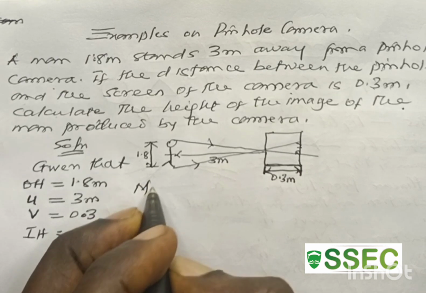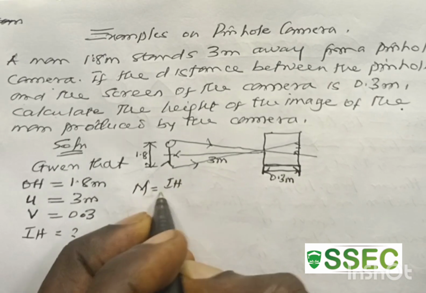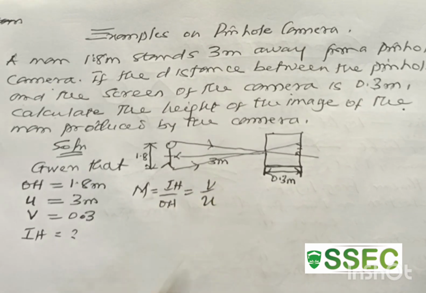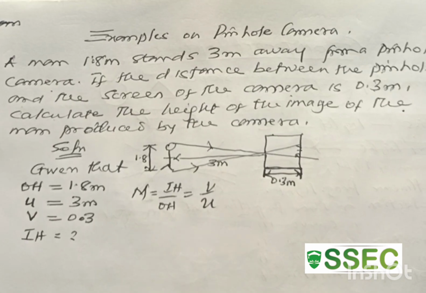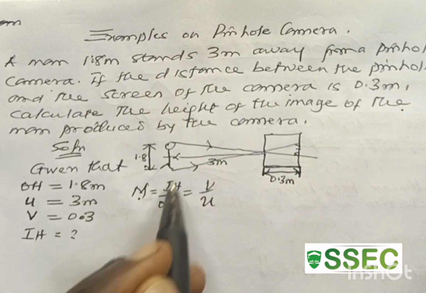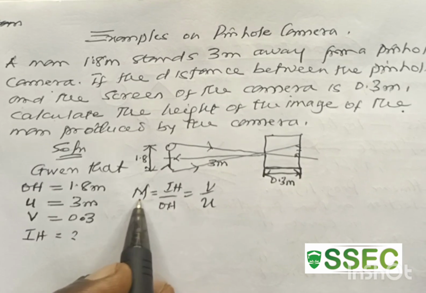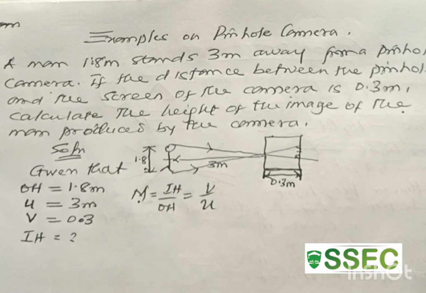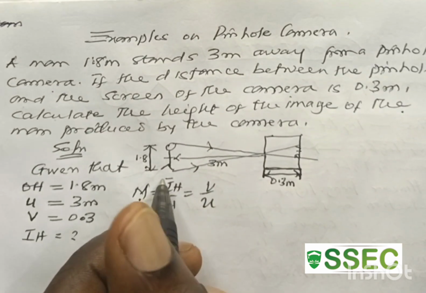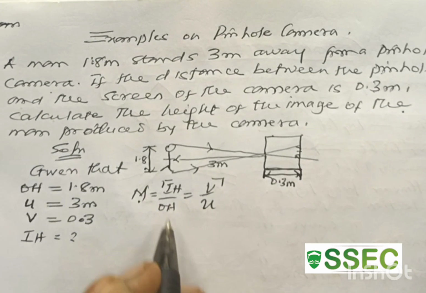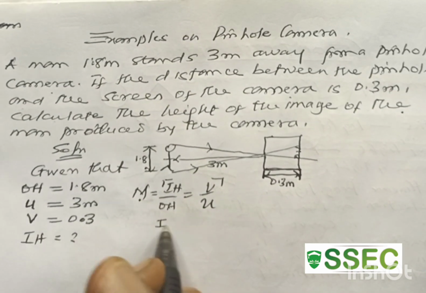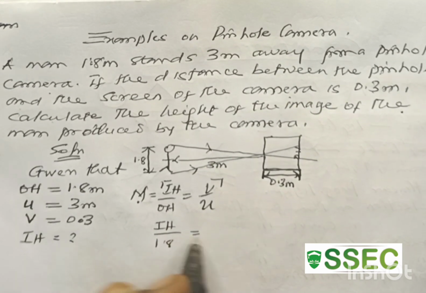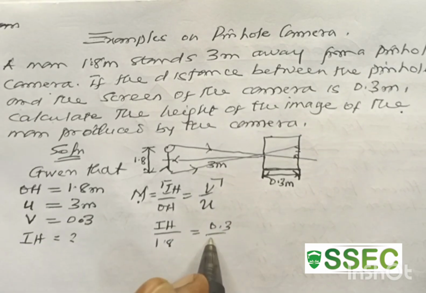Don't forget, we said the other time, magnification is given by image height over object height, and also equals image distance over object distance. So as the case may be, you can use M and V over U to solve the question, and you can also use these two to solve questions. So we are going to need this one and this one to solve this particular question. Our image height, that's what we are looking for. Our object height 1.8 equals our V is 0.3, then our U is 3.